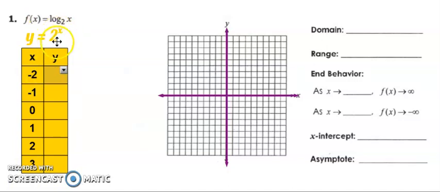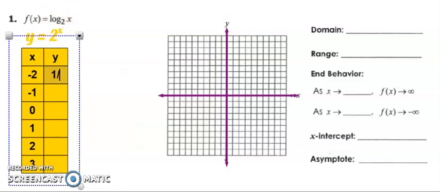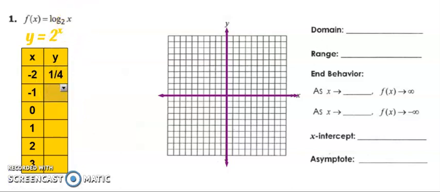Alright, so now that I know what my x's are, now I'm going to calculate the y's. Again, remember, I'm looking at this exponential here. So first of all, 2 to the -2 power would be 1/4. 2 to the -1 would be 1/2. 2 to the 0 power would be 1. 2 to the first power would be 2. 2 to the second power, or 2 squared, would be 4. And finally, 2 to the third is 8. So all I've done is create a table for the exponential.